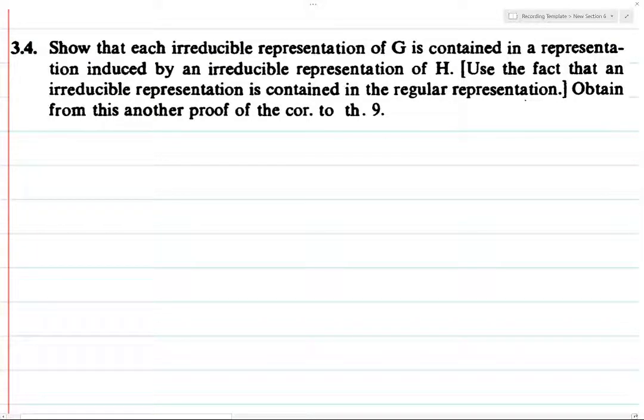Alright, we're going to show that every irreducible representation of G is contained in a representation induced by an irreducible representation of H. And that's all that is asked of us for this problem.